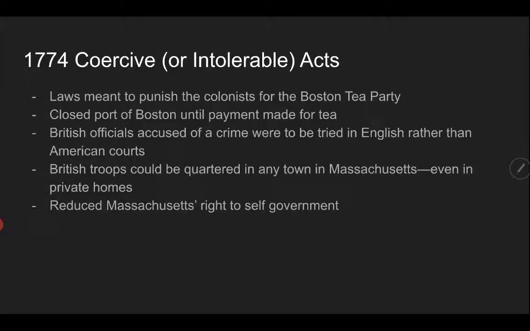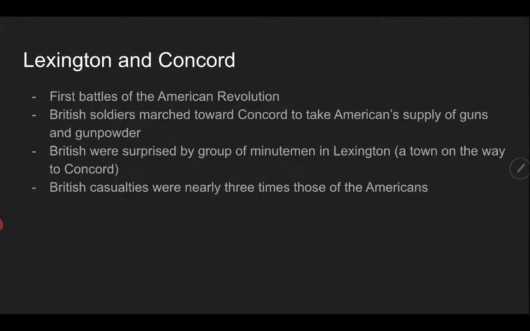They are going to increase these admiralty courts rather than American courts. They allow their troops to be quartered in any town in Massachusetts. They reduce the right to self-government. And so they try to crack down on Boston. Now, the first battle of the American Revolution is going to happen also in Massachusetts, in Lexington and Concord.